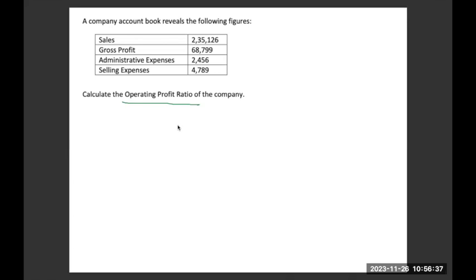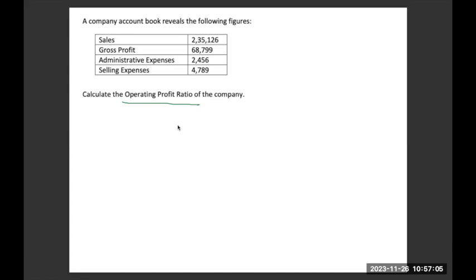In this case, what you should first do is subtract the expenses from the gross profit. So you will get the net profit. Once you get the net profit, in order to find the ratio of the operating profit divided by the total sales, you'll find the ratio. It's that easy. Gross profit is given. If net profit was given, all you had to do was divide net profit by sales.